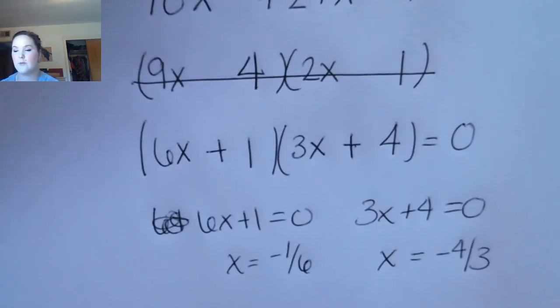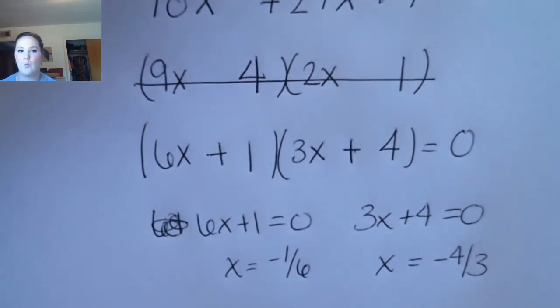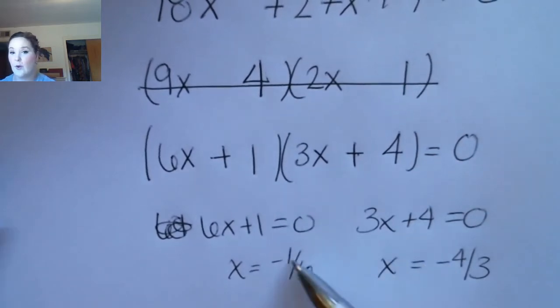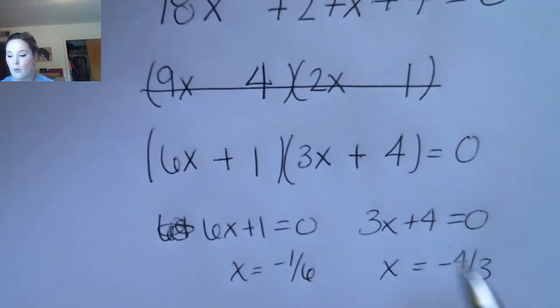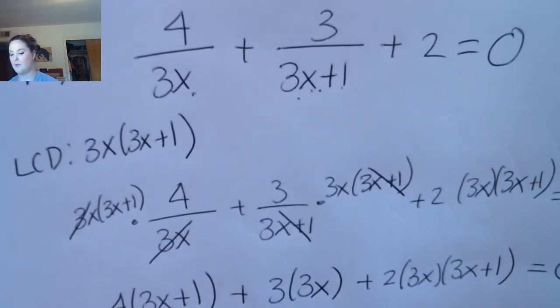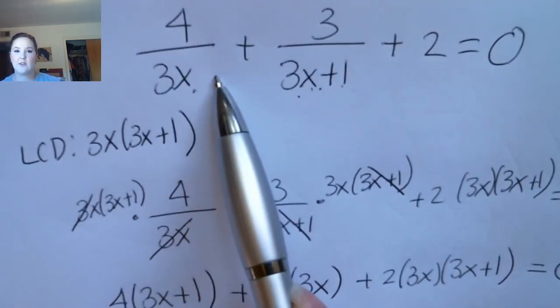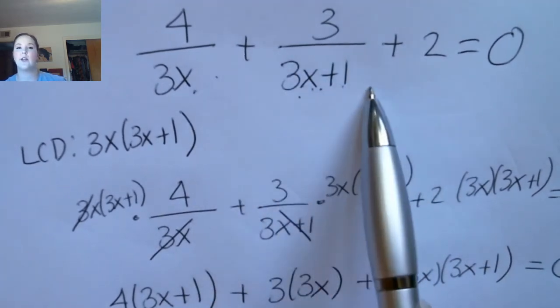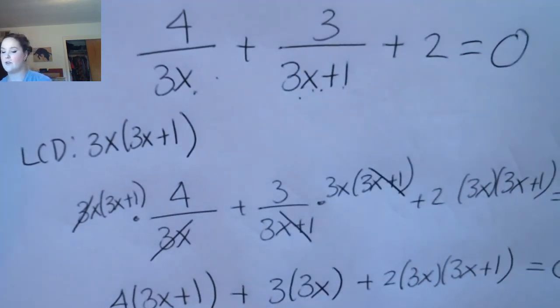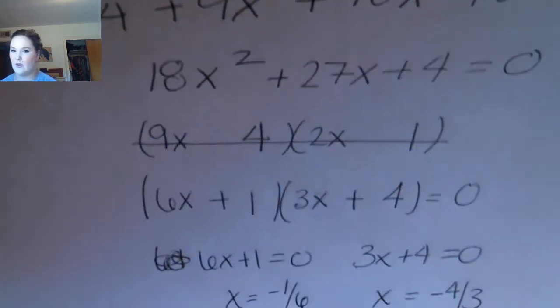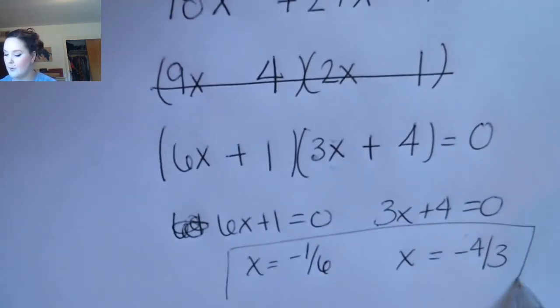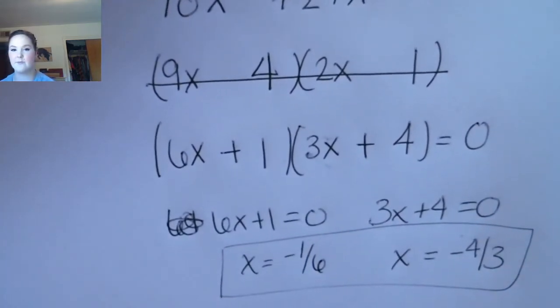Okay, and here's where it really comes in handy to remember what makes something extraneous. So for these ones, you don't have to plug these in and check them all the way. You just have to check that they're not going to make the denominator 0. So here only 0 would make this denominator 0, and here only -1/3 would make this denominator 0. So that means both of these are a-okay, and these are both solutions.